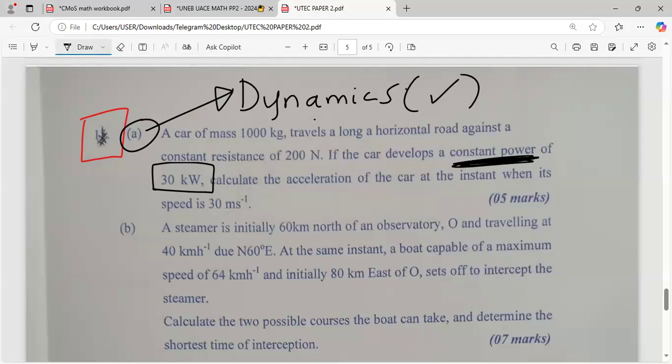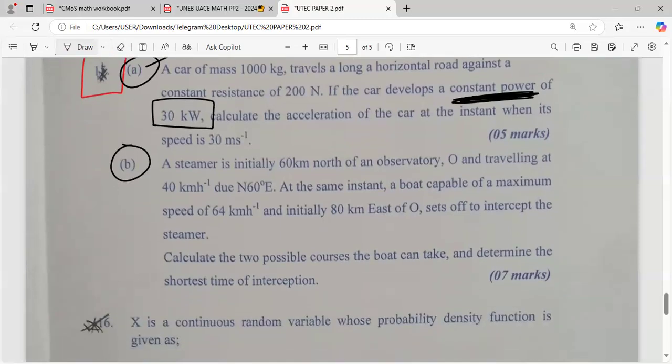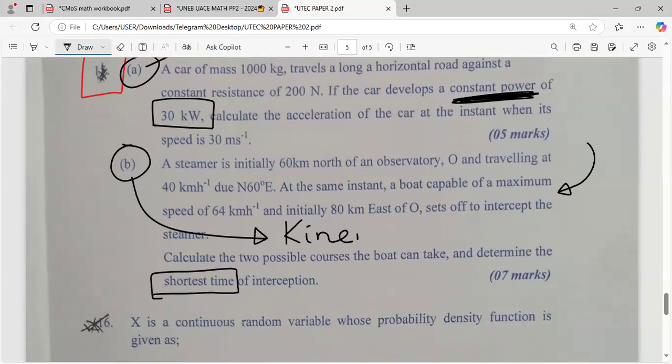Then again, we can see part B, which now is talking of the shortest time. I've told you shortest time, shortest distance. This is now relative motion also. So now part B is again from a different topic. It's coming from kinematics, relative motion. So I think you can see how biased the examiner was. Kinematics, relative motion.